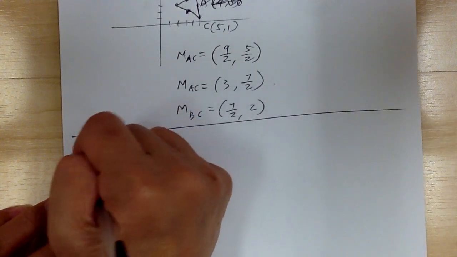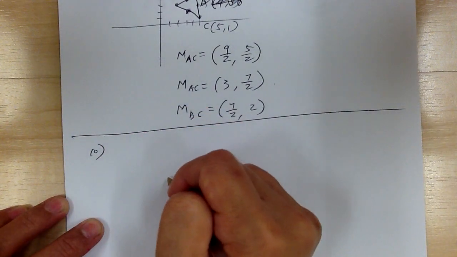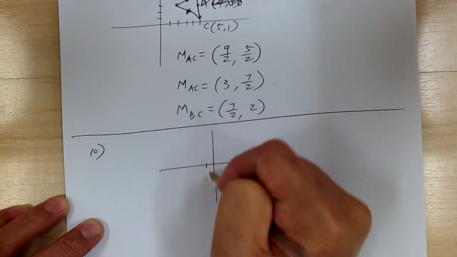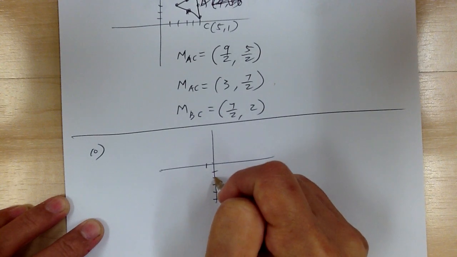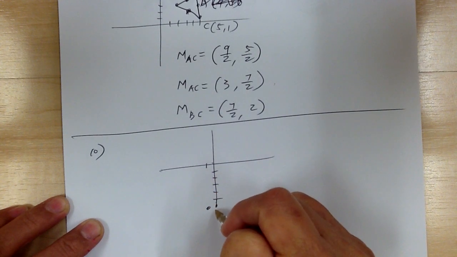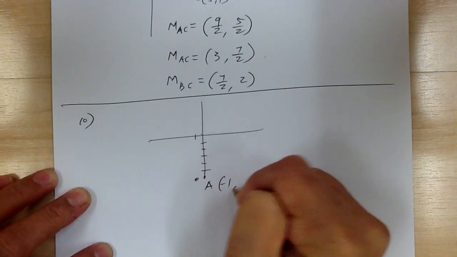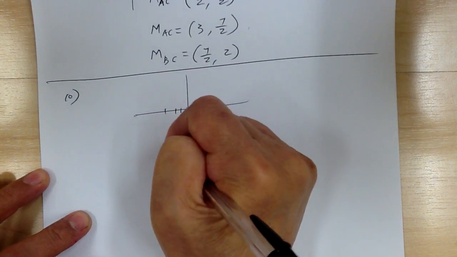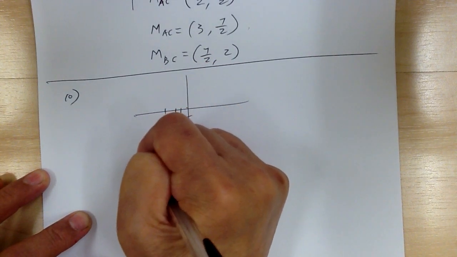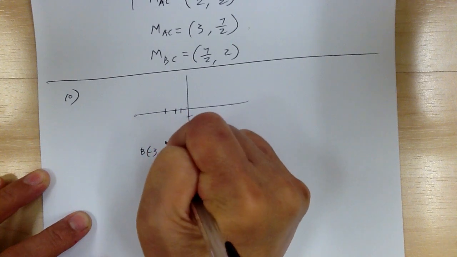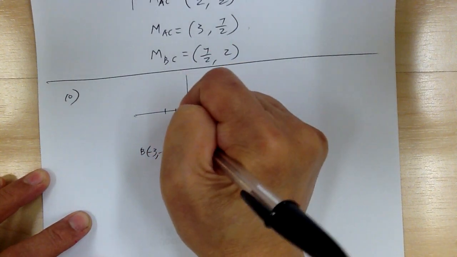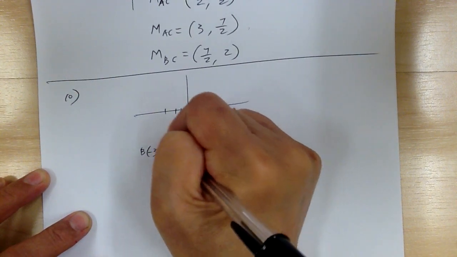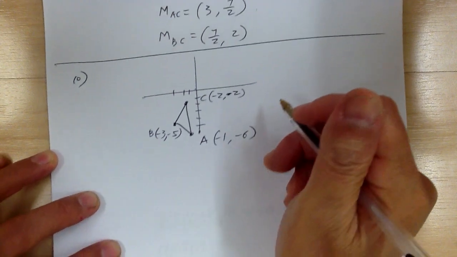Okay, so same thing, number 10. You've got 3 points. Point A is (-1, -6). B is (-3, -5). And C is (-2, -2). So you have this triangle here, and again, you're looking for the midpoint of each side.